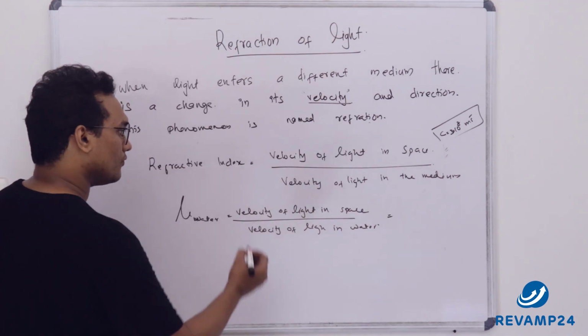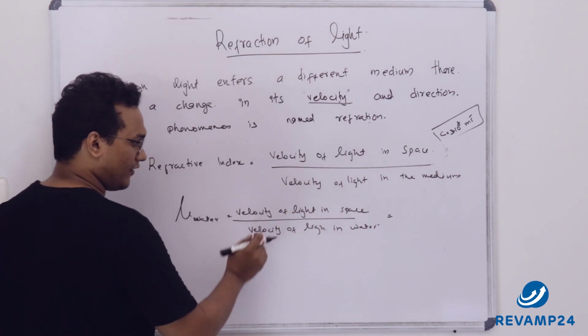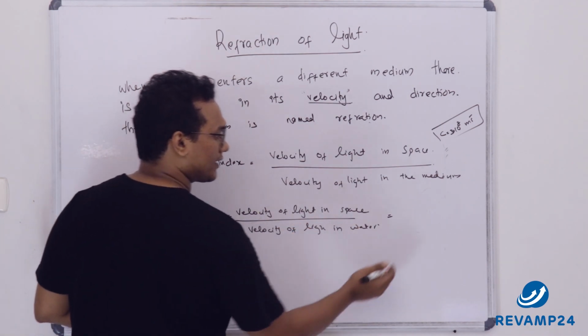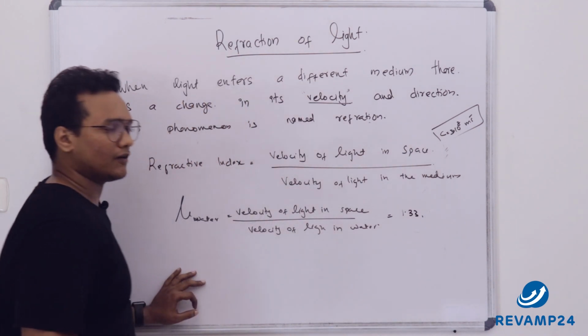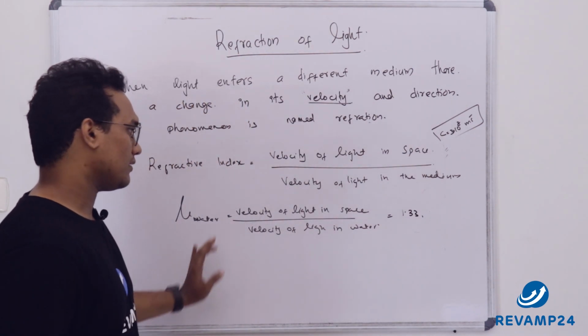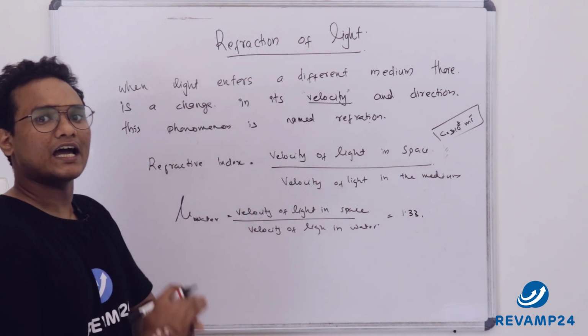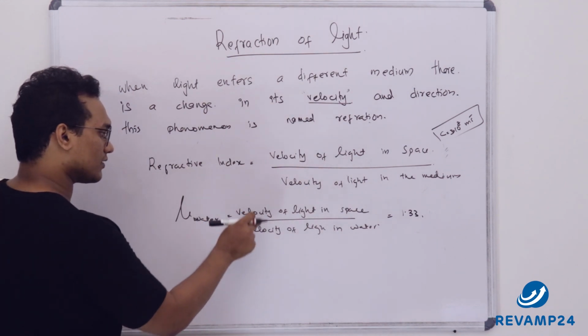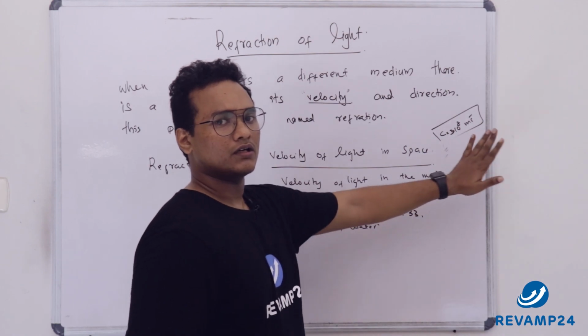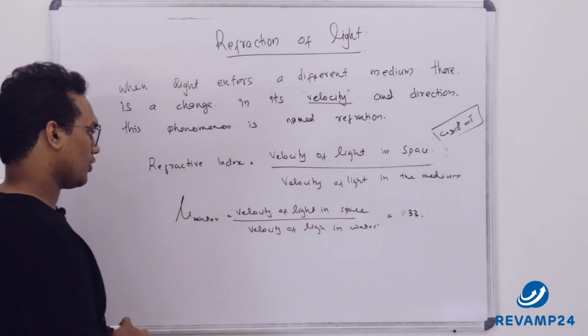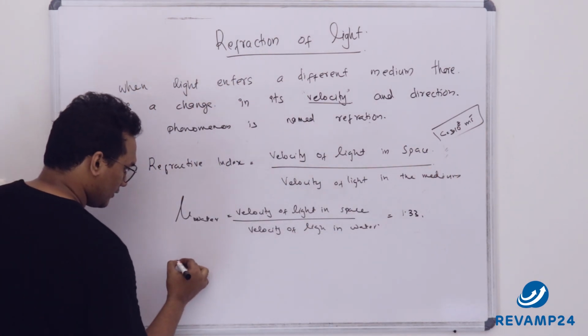So this value, velocity of light in space divided by velocity of light in water, is proven as 1.33. And what would be the unit and dimension? This would be a unitless, dimensionless quantity, because it is velocity divided by velocity. It's a ratio, so it will have no unit, no dimension.